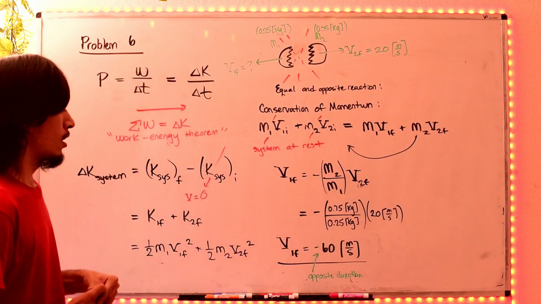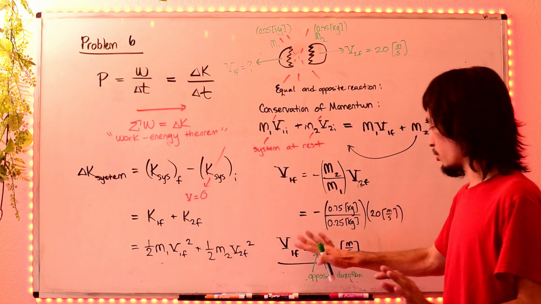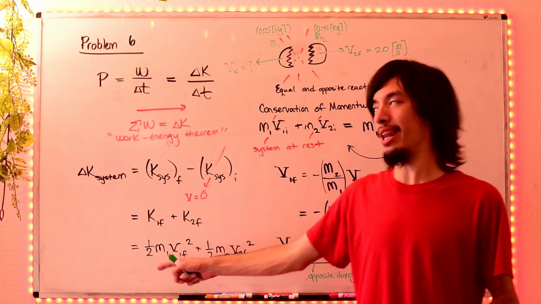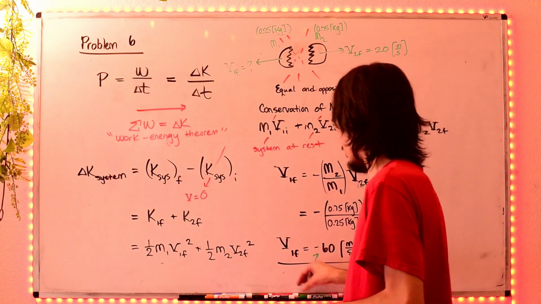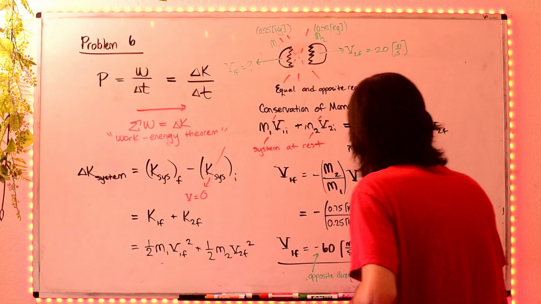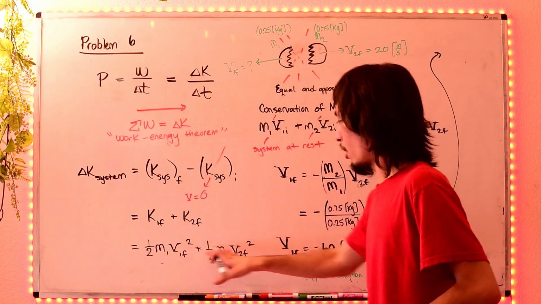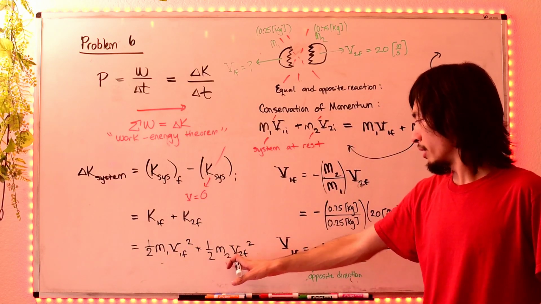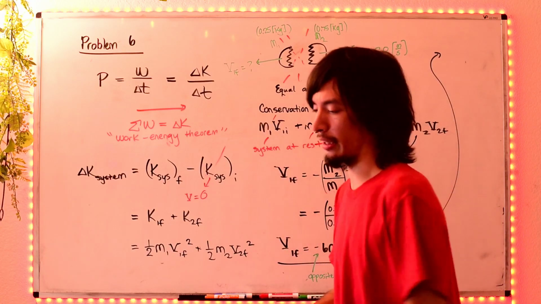Okay. Now let's go back to the original goal. We needed this speed so that we can calculate the change in kinetic energy of the system and hence get the power that's produced in the explosion. So we could plug into all of this stuff here. Given that you now know what M1 and M2 are, and you know what V1 final and V2 final are, just plug it all in and calculate it.